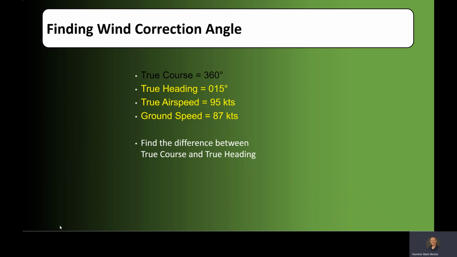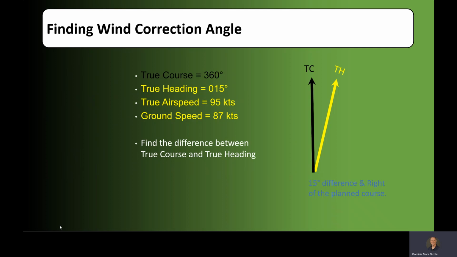We're given a problem with a true course of 360 degrees. So our airplane's trying to go north, but they're having to point the nose to 015 degrees. That's the true heading. That difference between true course and true heading is your wind correction angle. So it will look in this sort of a fashion here. That difference between the two is wind correction, and because we're going to the right side of true course, that means it's a 15-degree right wind correction angle. So it's going to be our first step.